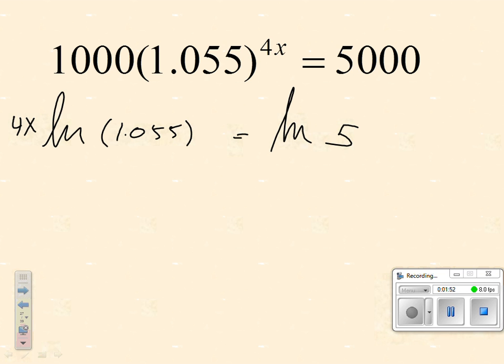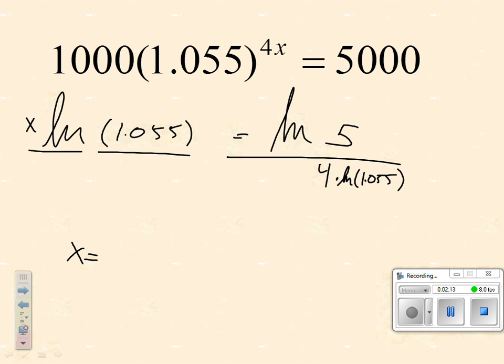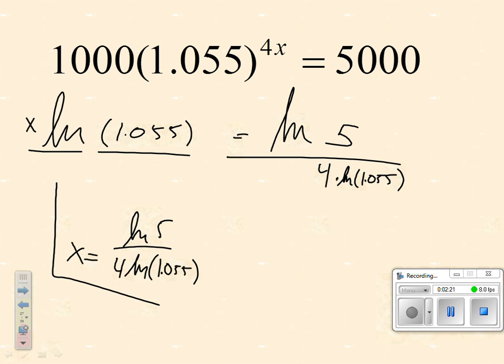Now, if I want to get this x by itself, I've got to do two things. First, I need to divide both sides by 4. Next, I need to divide both sides by this mysterious number, the natural log of 1.055. This is the value I was looking for. And you can just leave it like that. There's no need to enter that into the calculator. You certainly may, but it isn't a necessary part of the process. This is the exact value.